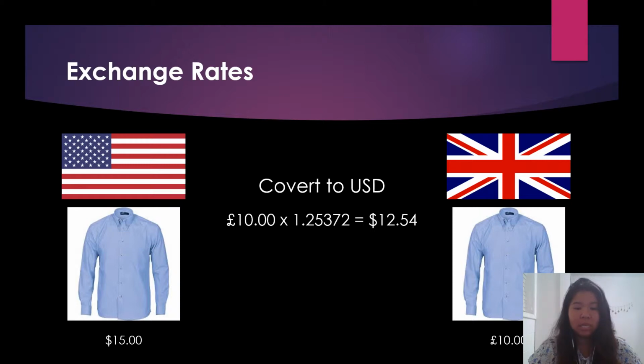So we're going to take the 10 pounds and multiply that by the exchange rate that we got from the table, which is 1.25372. When we multiply that out, it's going to come out to be roughly $12.54. So the shirt that's sold in Great Britain costs $12.54 versus the shirt that's sold in the United States for $15. So you can see that there's a gap of about $2.50, and this is where arbitragers come in.